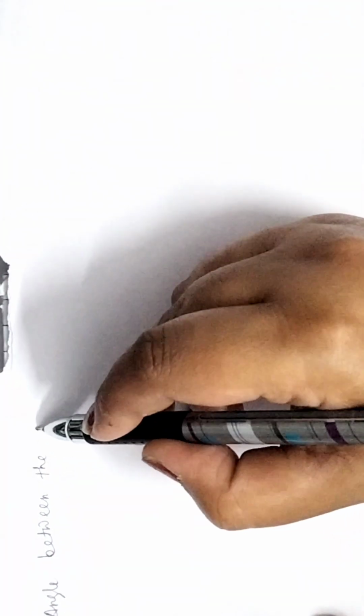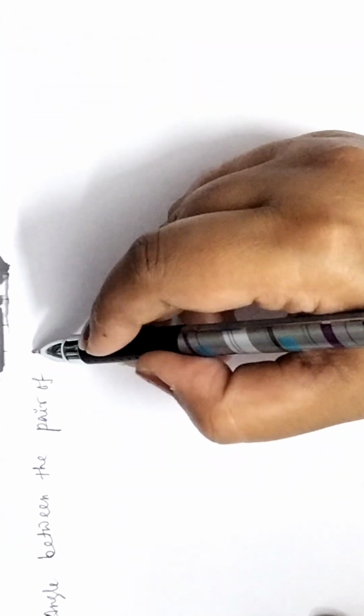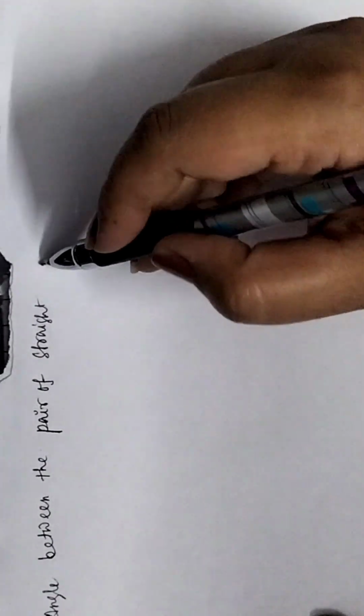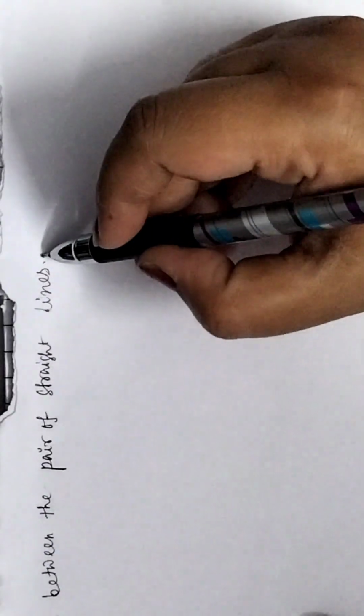Now we shall learn how to find out the angle between the pair of straight lines, and right now we are considering that the lines are passing through the origin.